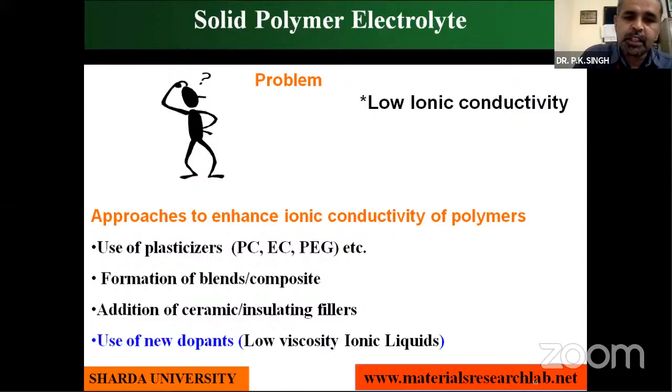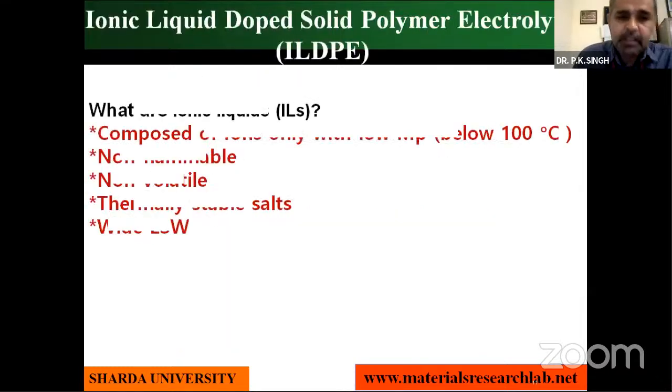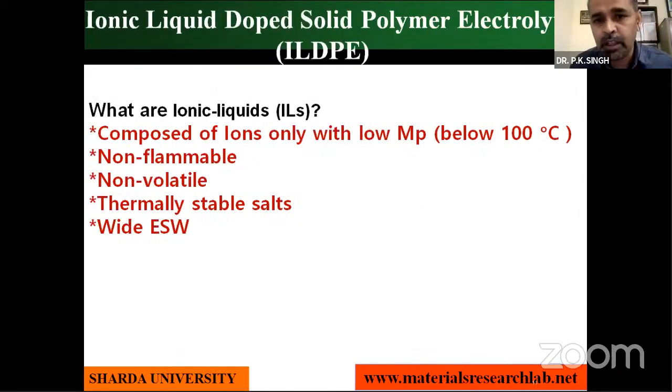There are several methods already popular in the literature, like plasticizers. People have doped many plasticizers into these insulating polymers, formed blends and composites, and added ceramic fillers, nanomaterials, semiconducting materials, quantum dots, and many more materials. Now here I am going to give you a particular talk about a new dopant. New dopant, it is not new. This material is already well known in chemistry, and people name it eutectic melts. Nowadays it is popular under the name ionic liquids. So an ionic liquid is a eutectic melt.